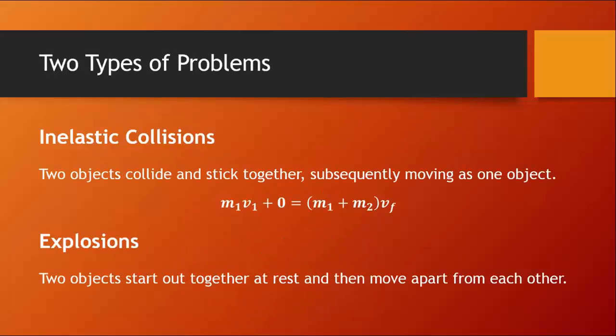Let's go back to our definitions of these types of problems and write this equation, plain as day, where we will remember it and be able to refer to it. m1v1 plus 0, and I like that 0 to remind us that there's an object there, but it is at rest, equals the sum of m1 plus m2 times the final speed.